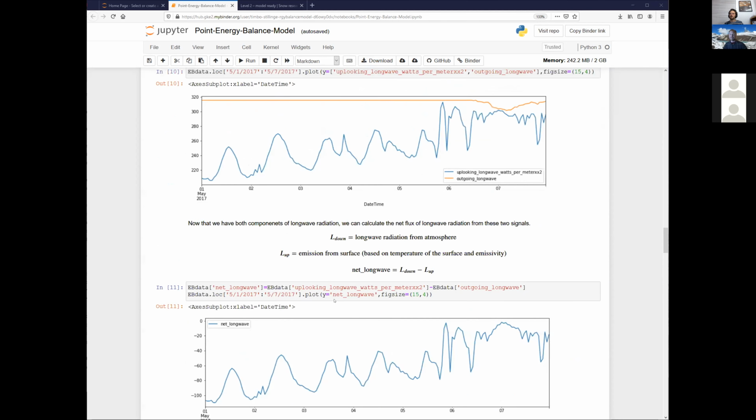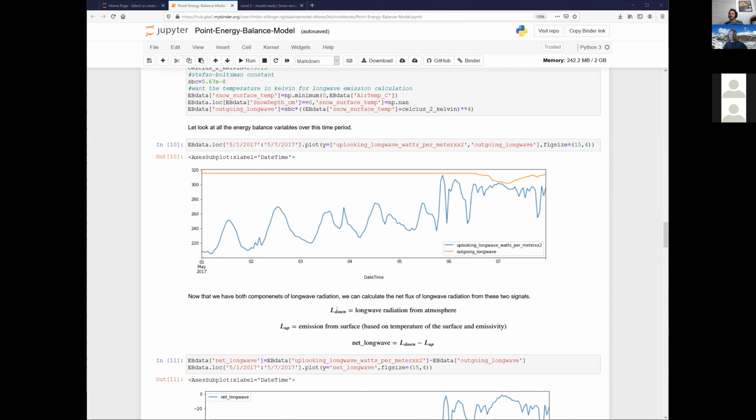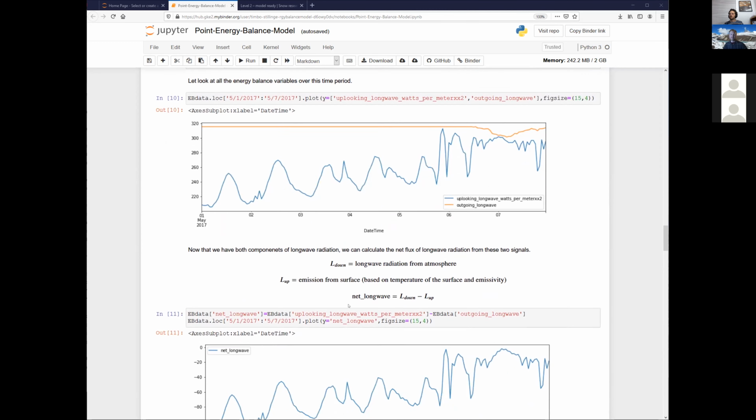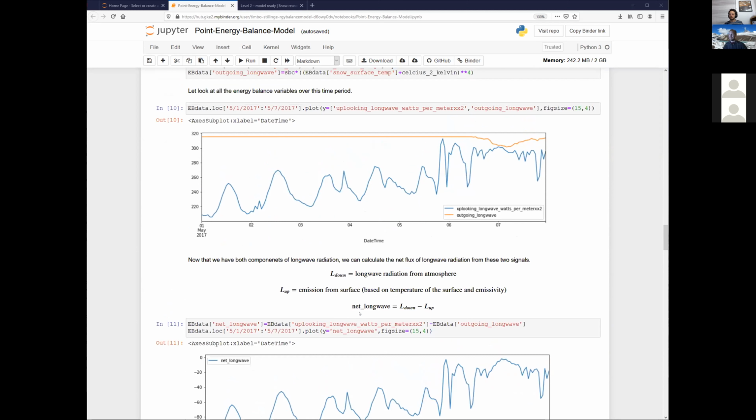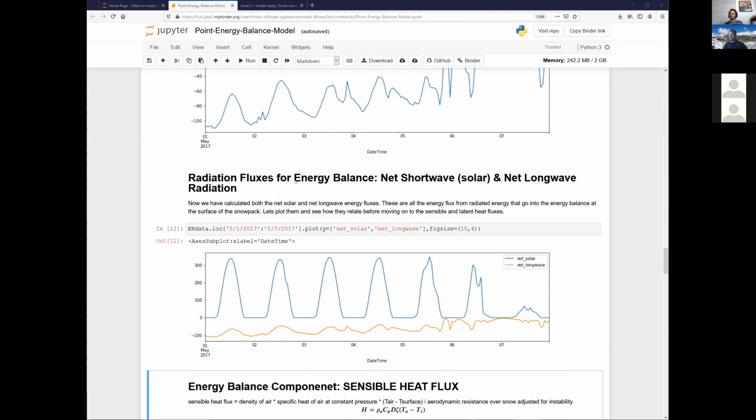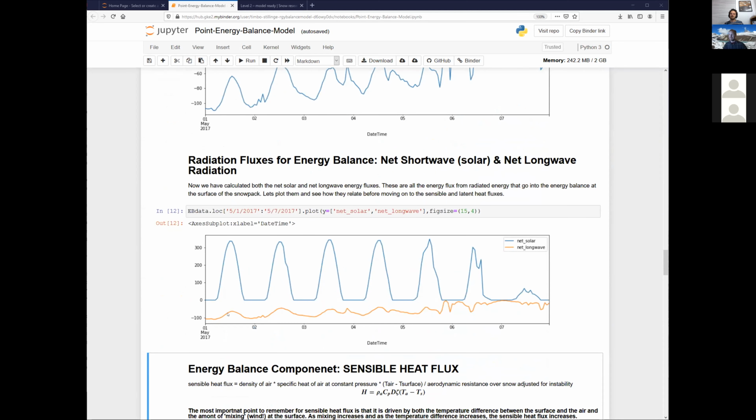And when we go back up and look at our long wave, we can see that basically the snow surface is so cold that it's emitting more energy than is coming in from the emission of long wave radiation from the atmosphere above it. But one interesting thing you can also see is, do you guys remember, what did we decide was happening on this day with this jagged peak in the net solar, and this day right here?